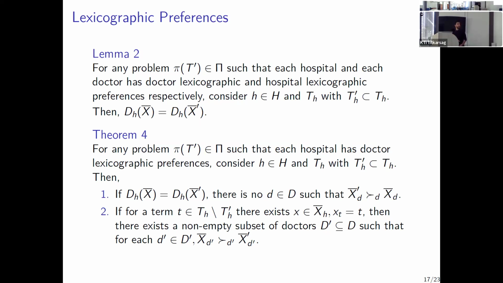And if one of the terms that is added is used, then I know that there is at least one doctor who is better off. Meaning that by combining lemma 2 and theorem 4, at least the first statement of theorem 4, I go back to the result from the standard literature, which is that if each doctor has lexicographic preference and each hospital has lexicographic preference, adding a term will always weakly improve the welfare of doctors. So I must impose very strong conditions, because lexicographic preferences are very strong and not realistic. But I must impose very strong conditions to guarantee that when I add some terms, no doctor is worse off.